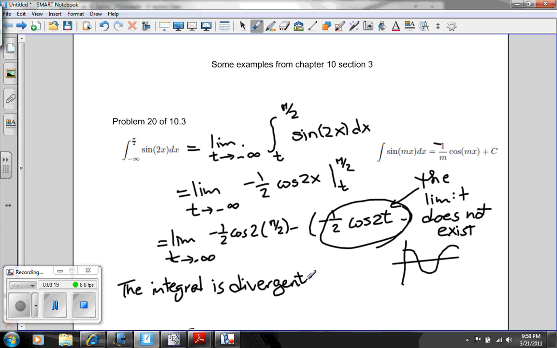Now, not only does this hold for cosine, it would also hold for sine and for tangent, because these are all values that keep changing, and so therefore you won't have a limit if your t is going off to infinity.